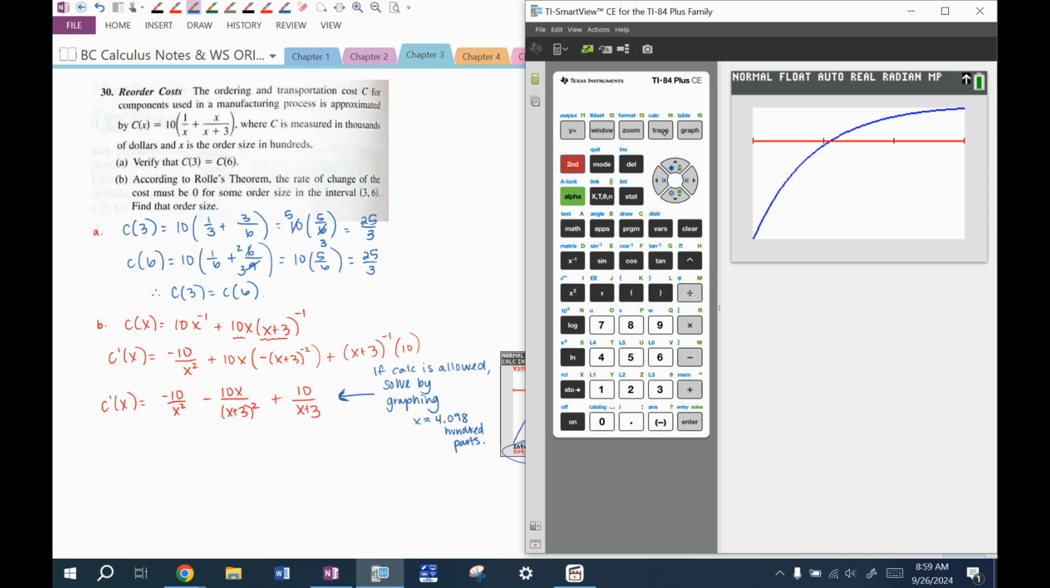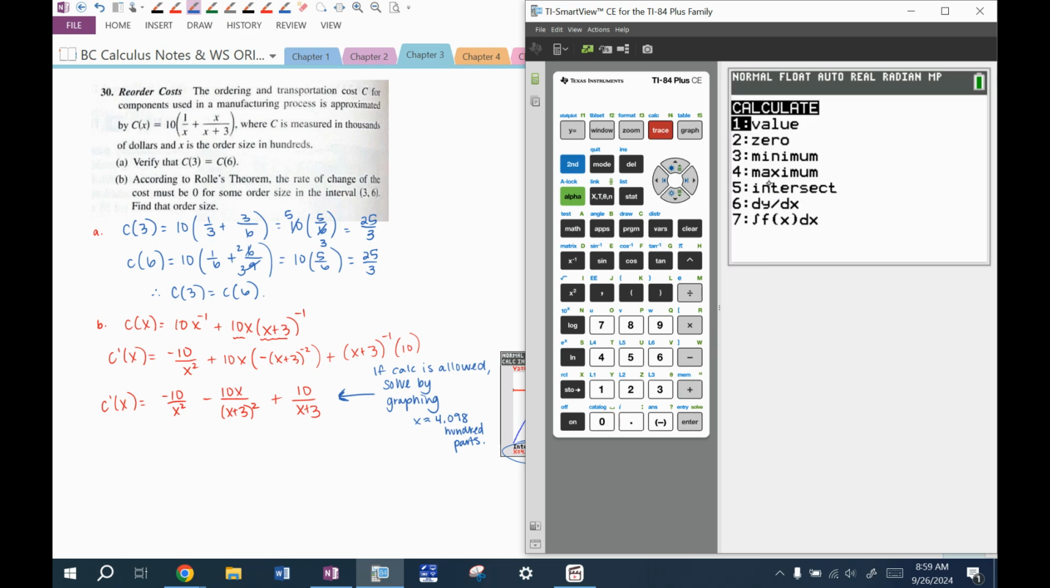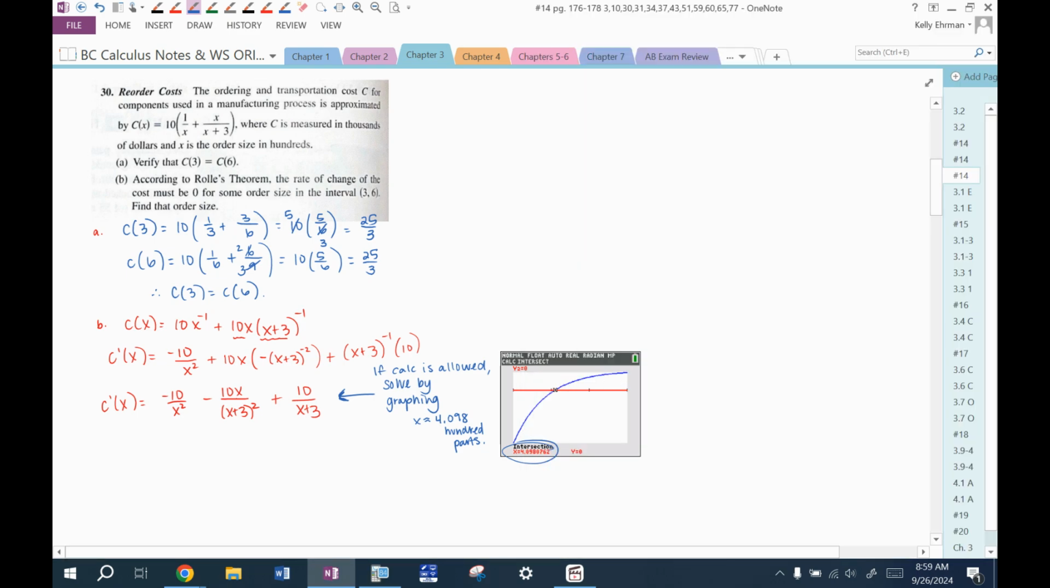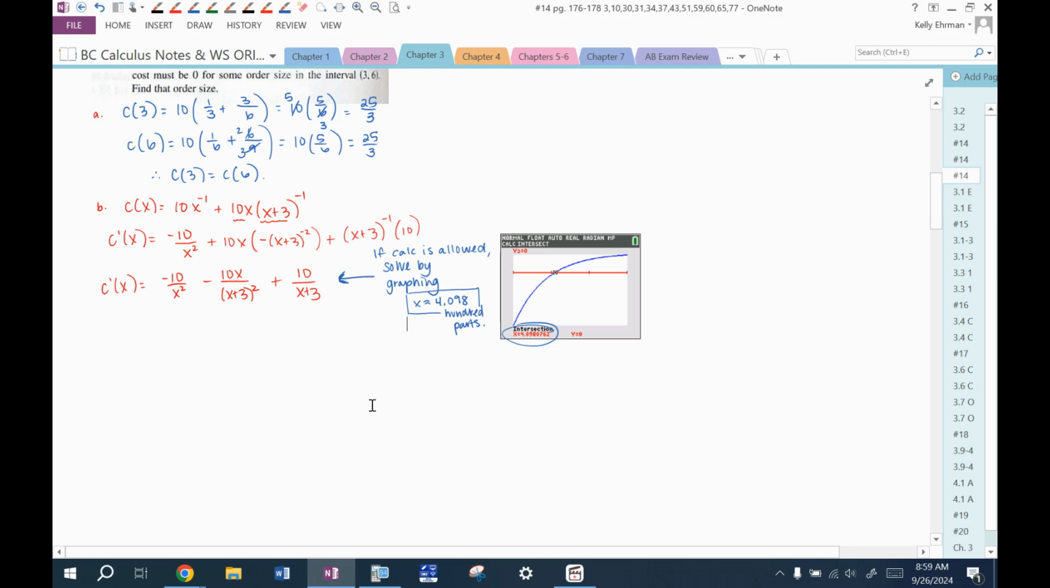What's the intersection? Instead of doing 0, I'm just going to find the intersection between the curve and the line y equals 0, and I get 4.0987. So if I'm allowed to use a calculator, I'm done at this point. If I'm not allowed to use a calculator, which is possible, in order to solve when this is equal to 0, you need to get this into one rational expression.